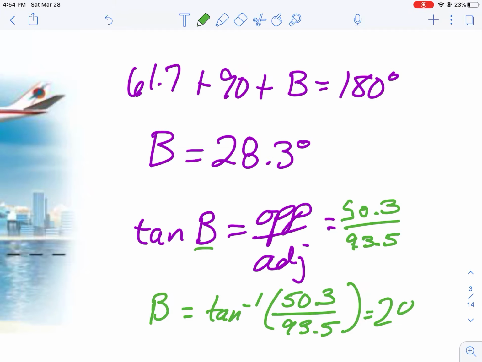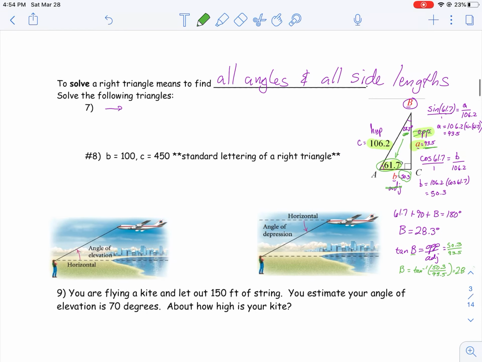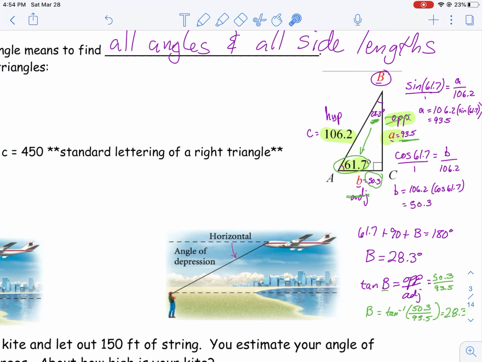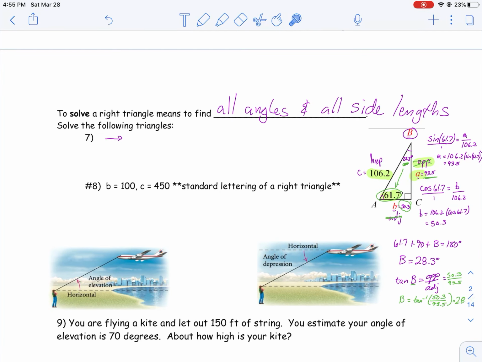We get 28.3 degrees when we round. So, solving a triangle means to find all the angles and all the lengths. Here, we just started one at a time. We found A using the sine. We found B using cosine. We found angle B here by setting up an equation. We know they summed 180 degrees. So we took 180 minus this to get 28.3. Or you could have used your trig functions if you wanted to. Most students find this is easier to do.